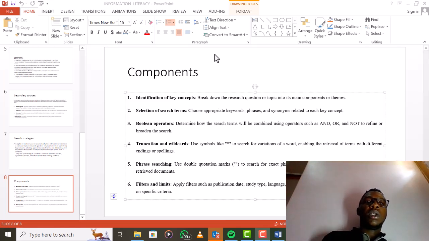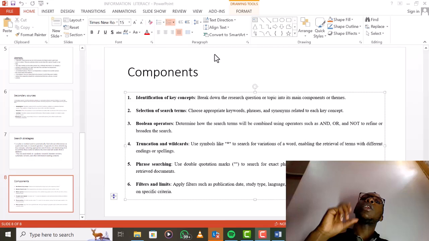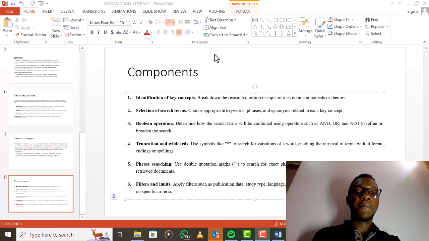And then there is phrase searching. Use double quotation marks to search the exact phrase, ensuring that the words appear together in the retrieved document. So that is easily explained. Quotes are usually used in our everyday life. For example, if you want to give a speech of someone, here we use quotes to quote the exact phrase of an article or document, or part of that document that you need in your research.